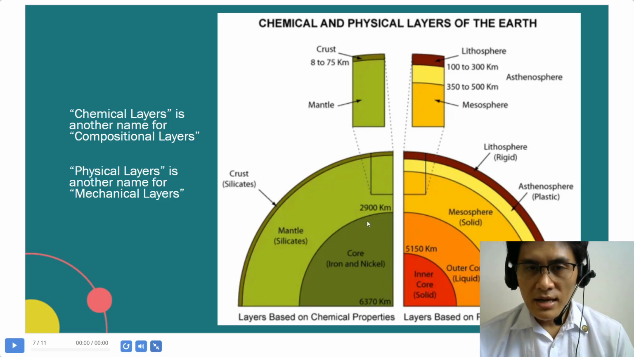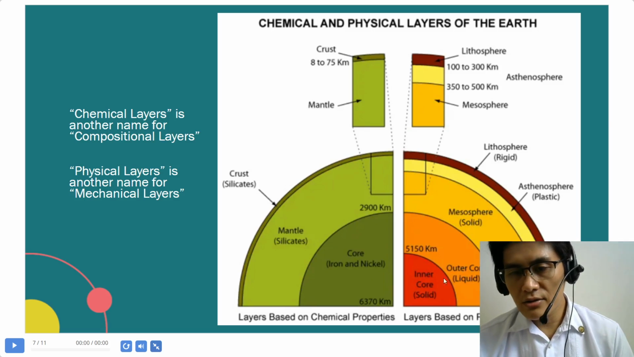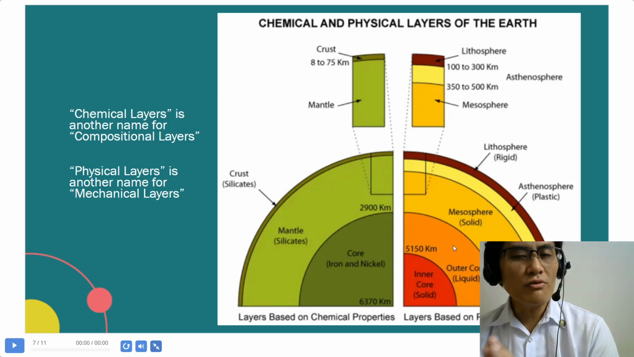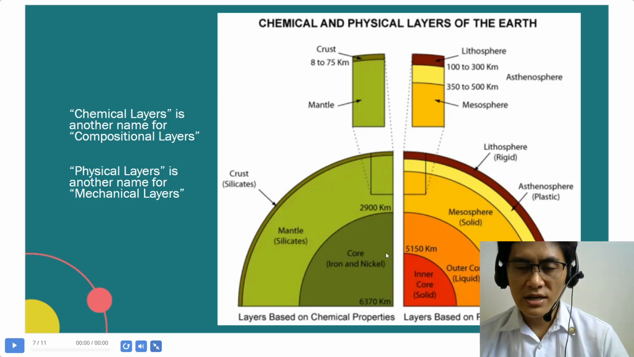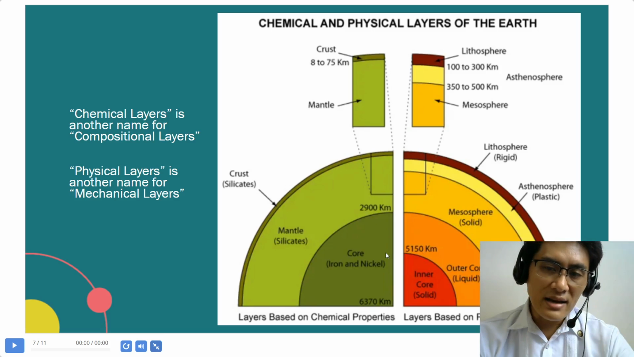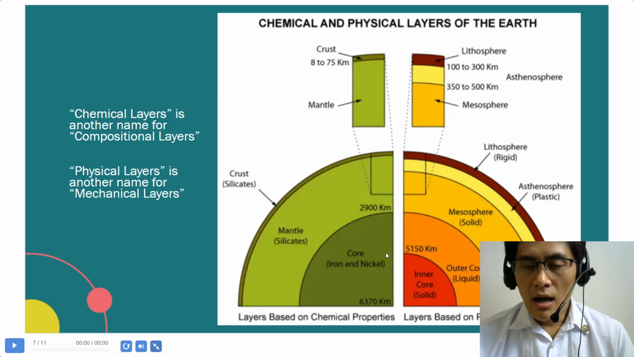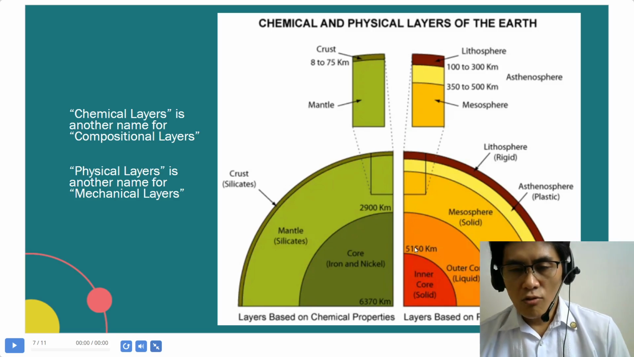Now, in the compositional layers, you have core, but in the mechanical layers, you have inner core and outer core. So that's a very smooth transition. All you do is you have the core, and then you divide that into inner and outer. That's no big deal.